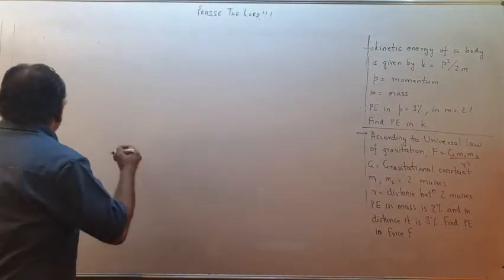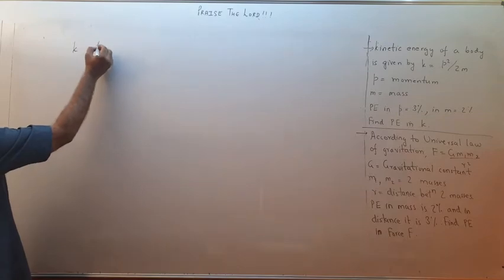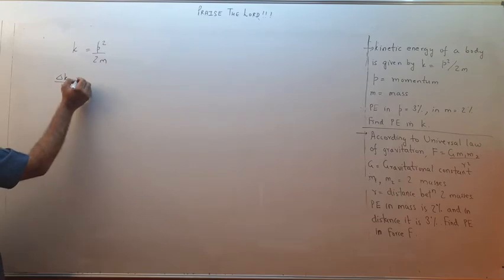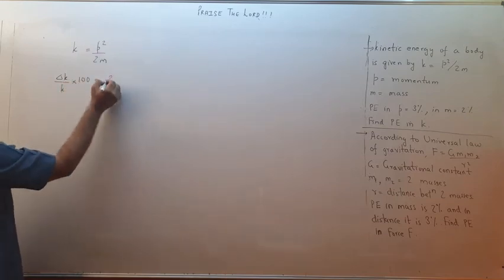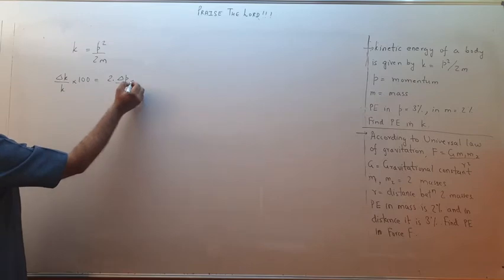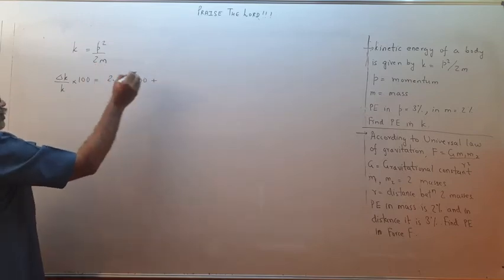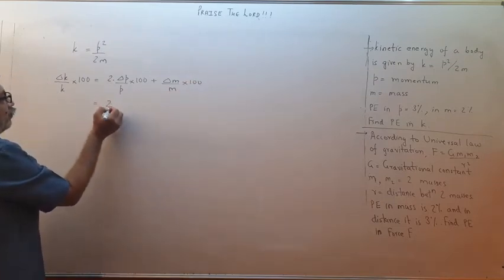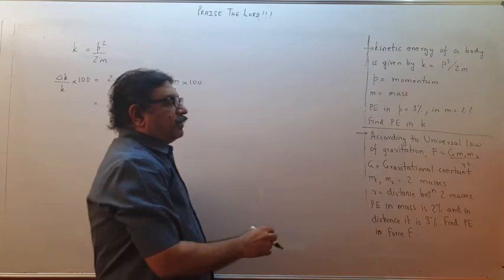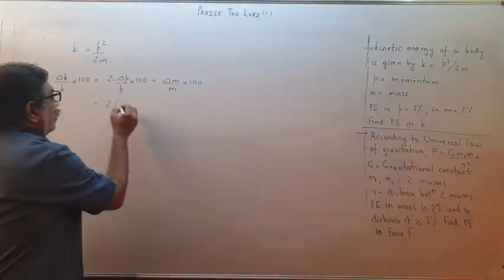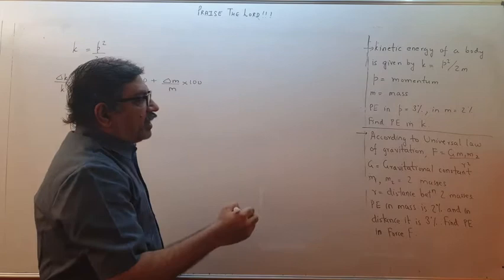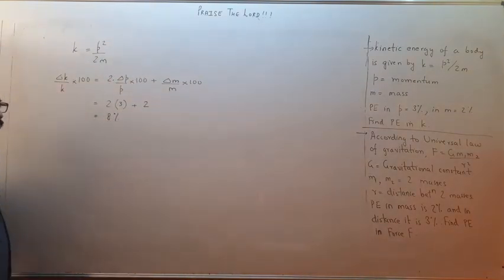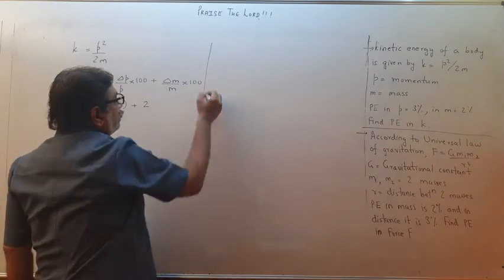So the K formula is already given to me. K is equal to P square upon 2m. So what will it become? Delta K upon K into 100 is equal to, see, P square means 2 into delta P upon P into 100, plus 2 is constant, forget about it, delta M upon M into 100. So this becomes 2 times delta P upon P into 100, percentage error in momentum 3, percentage error in mass 2, so this becomes 6 plus 2, 8%. So easy. Look at the next one, children.